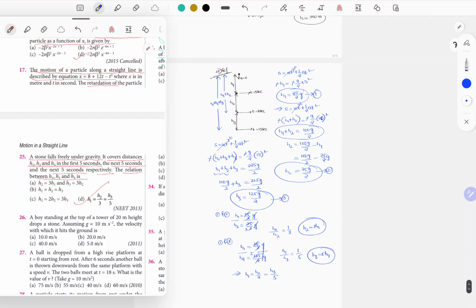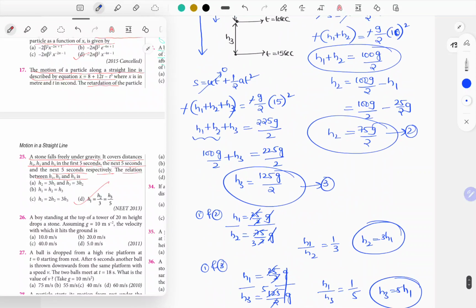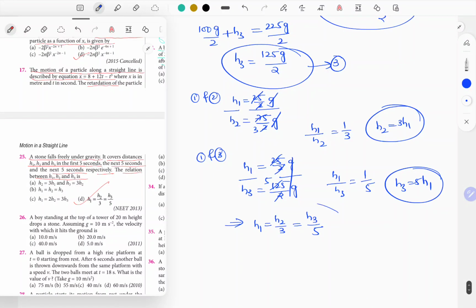So for explaining you only, I took this much time. While you are substituting, substitute as fast as possible, then you will get the answer very quickly. Okay? Very good.